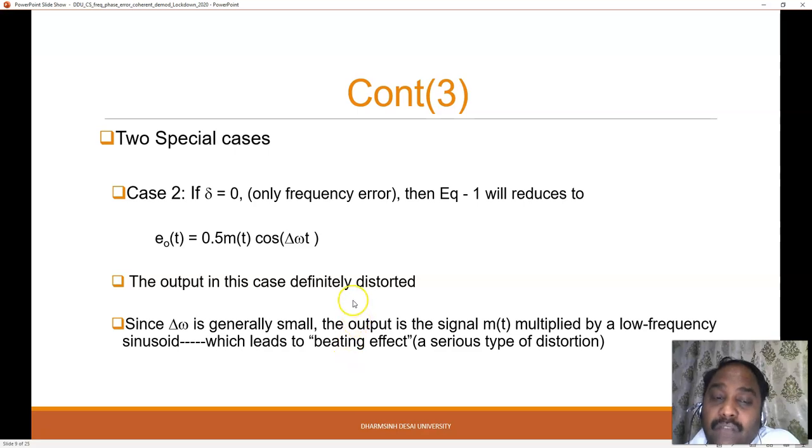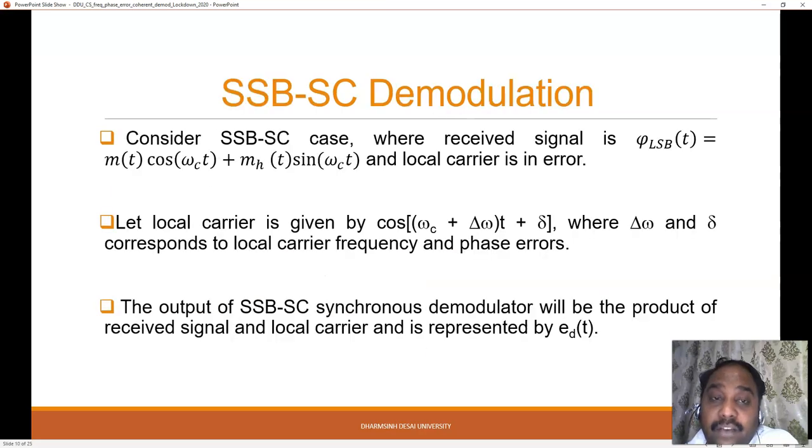So in short, if there is a frequency error during the DSB-SC synchronous demodulation technique, it will result in distortion of the signal. But if it is a phase error, then it just results in attenuation. Fine. So let us go to the SSB-SC demodulation. Now consider the SSB-SC case.